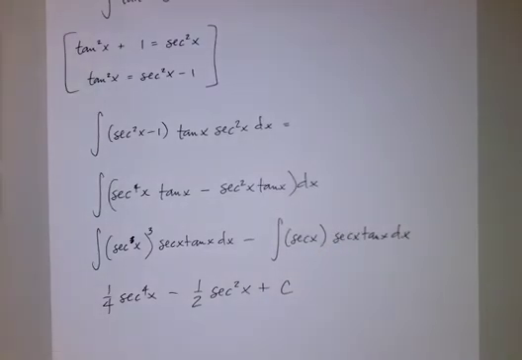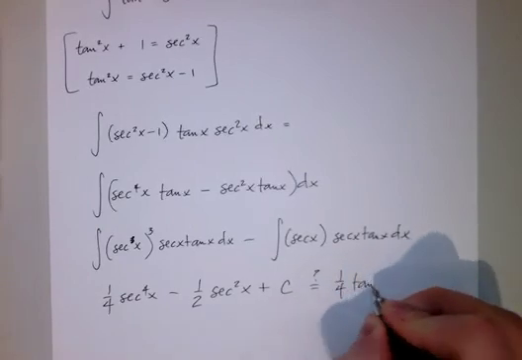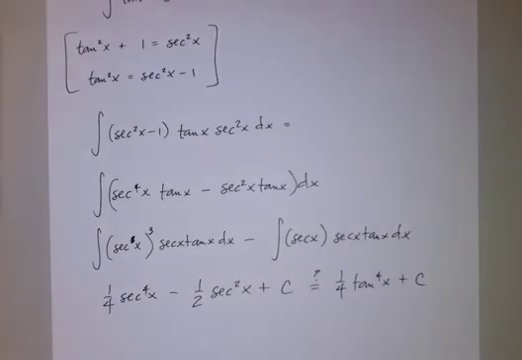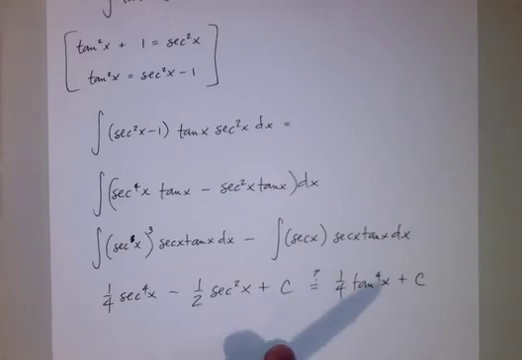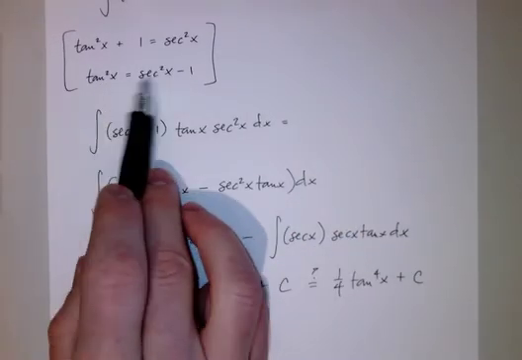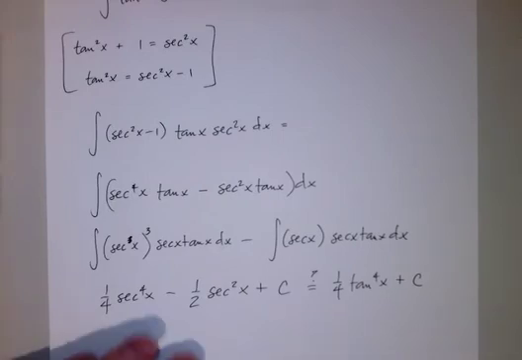How is that equivalent to the answer that I got the last time? Because remember, the last time I got 1/4 tangent to the fourth x plus c. Well, it has everything to do with the identity and the fact that you have basically a monomial versus a binomial, but those actually are equivalent, and both of those are certainly ways of accomplishing that integral. Now, enough for the trig ID fun.